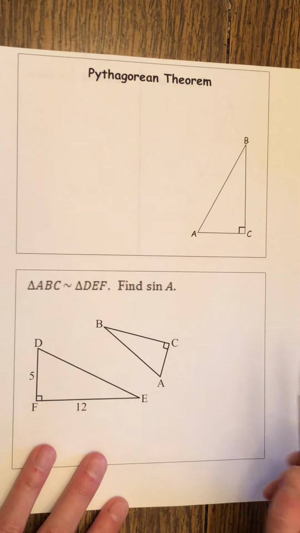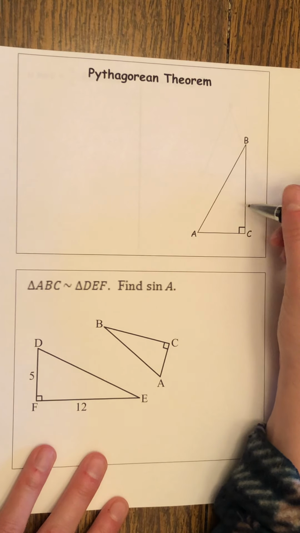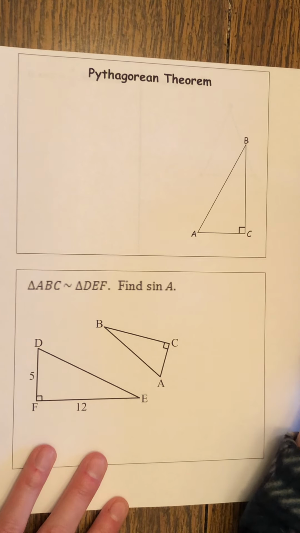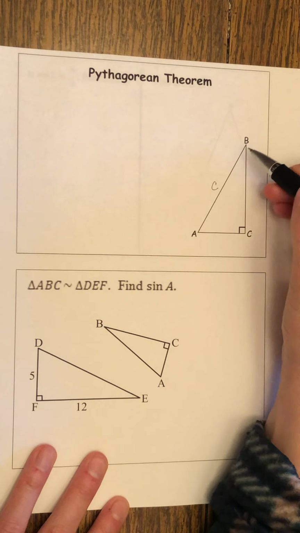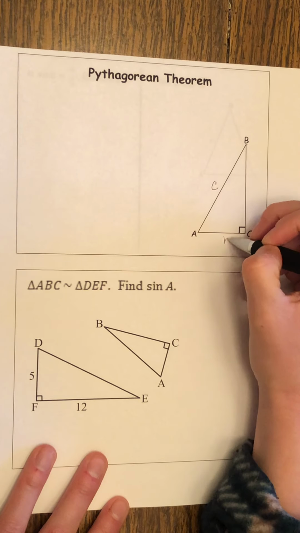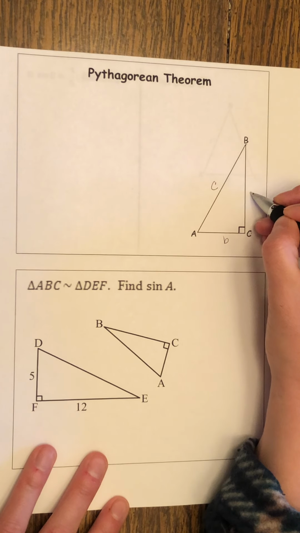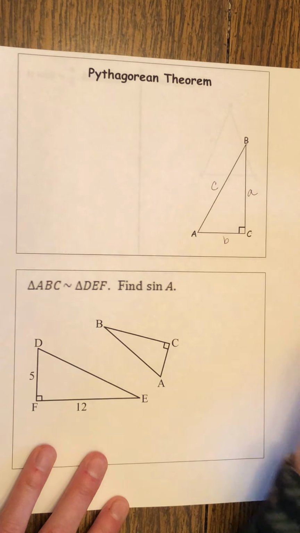Okay. So in the right triangle, again, I'm going to label the lowercase letters. So across from angle C, I'm going to put little c. Across from big B, I'm going to put little b. And across from big A, I'm going to put little a.